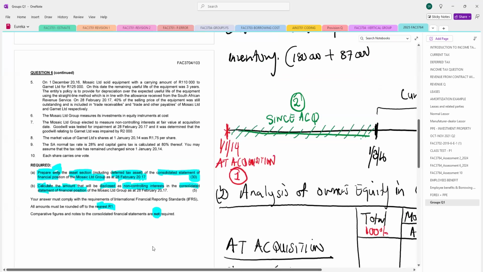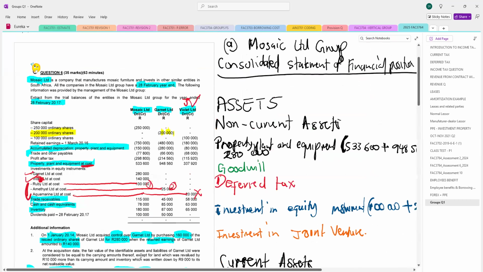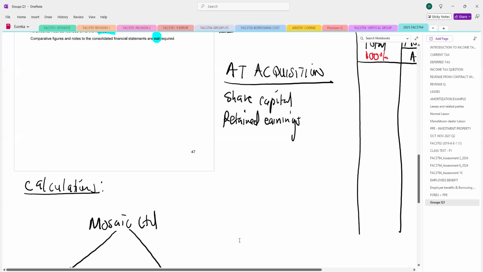Anyways, so I'm going to go up. My focus is on Garnet, the subsidiary. Remember, I'm analyzing their books to know if I made a good decision by investing or not. So my focus right now is only on Garnet, nothing else but Garnet. So we want share capital in rand values, not the number of shares. In rand values, the share capital is actually 200,000 for Garnet. So I'm going to put 200,000 here.